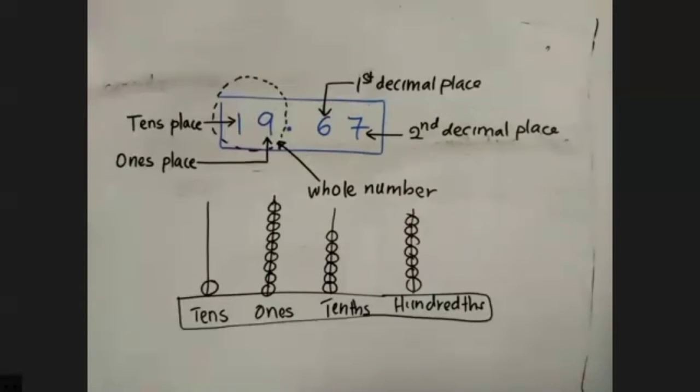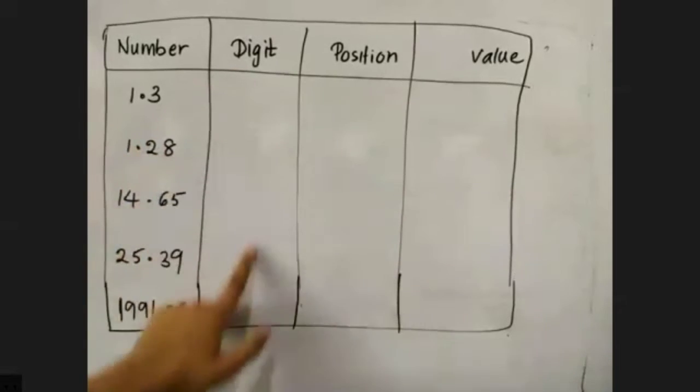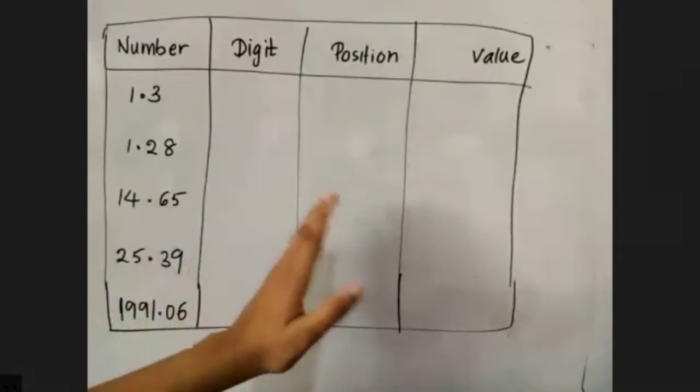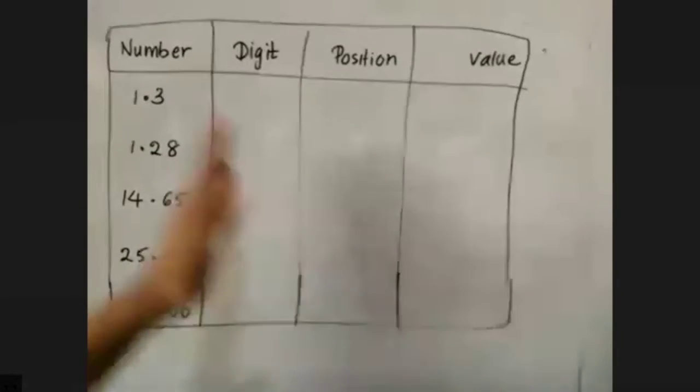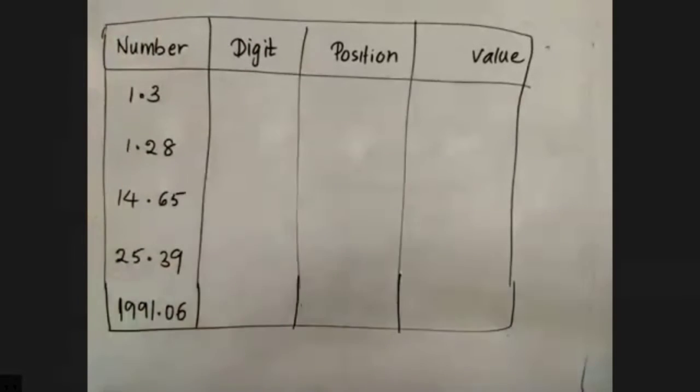Now after this, let's do a small activity. I'll draw a table on the board. You try to copy down that table with me and then we'll fill the table. So this is the table that you have to complete now. Here you can see number, digit, position, and value given. I will give you a particular digit here. Based on that digit, you should write down the position of that digit in that number, and the value represented by that digit in that number.